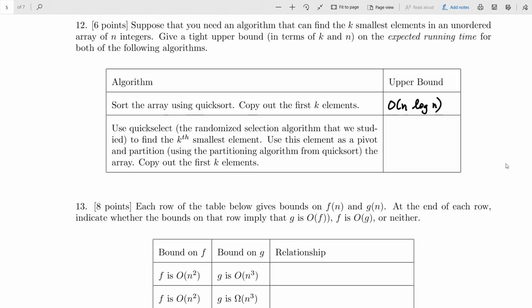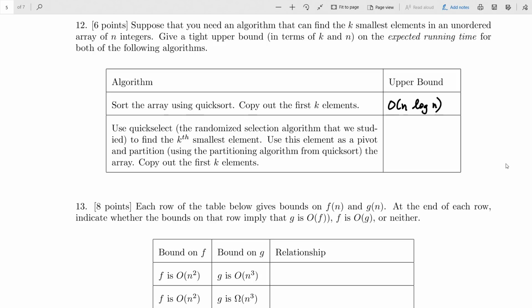Okay? What about using quickselect to find the kth smallest element? What was the average case running time of quickselect? Yeah, that's linear. So it would take O of n to find the kth smallest element. Now we use this element as a pivot and partition the array around that kth element. So we're going to have elements smaller than the kth element, then the kth element, and then the elements larger than the kth element.